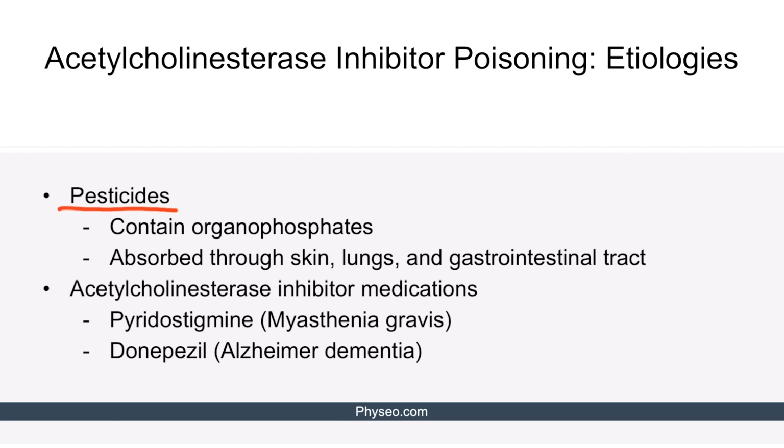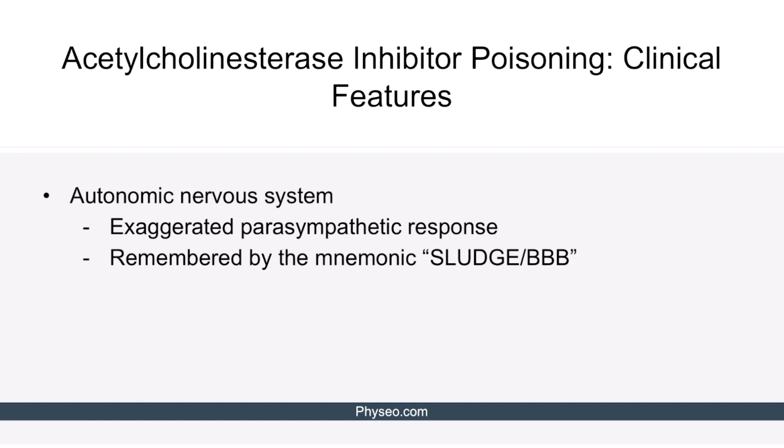There are also several medications that primarily work by inhibiting acetylcholinesterase and can lead to manifestations of acetylcholinesterase toxicity. Some of the common drugs that do this include pyridostigmine and donepezil. Pyridostigmine is commonly used to treat myasthenia gravis, and donepezil is a common drug used to slow the progression of Alzheimer's dementia. The net effect of acetylcholinesterase inhibitors on the autonomic nervous system is an exaggerated parasympathetic response.